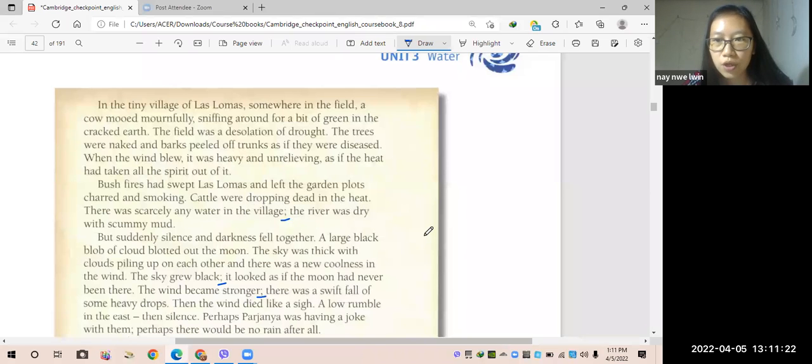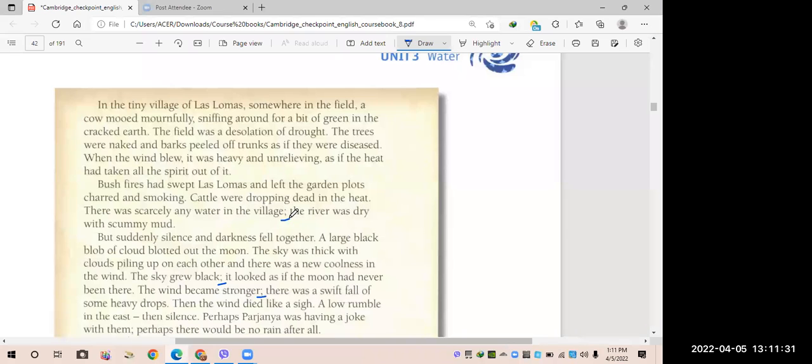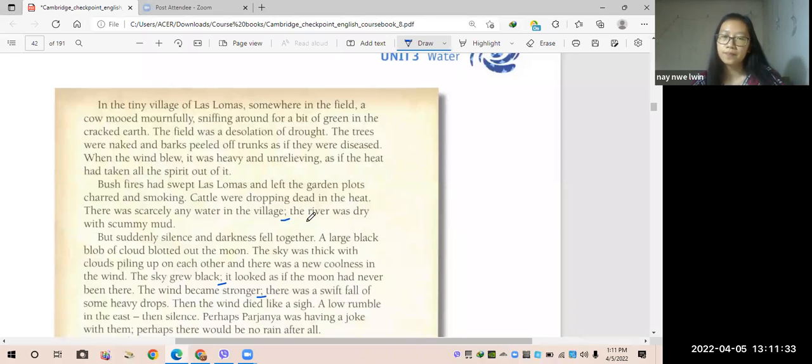Will we use a comma, or will we use a connecting word, a conjunction, or a full stop? Connecting words, so which will we use? And. Okay, and can be used. If we use and, we can use all the connecting words similar to and, like besides. "And the river was dry with scummy mud." So we'll use connecting words here.